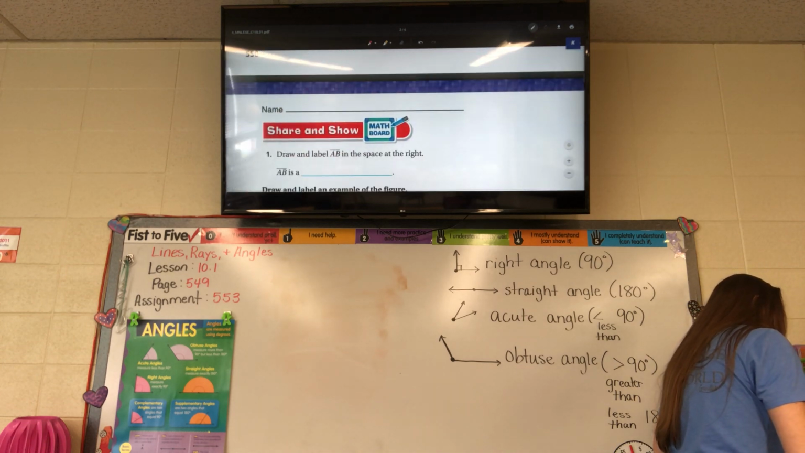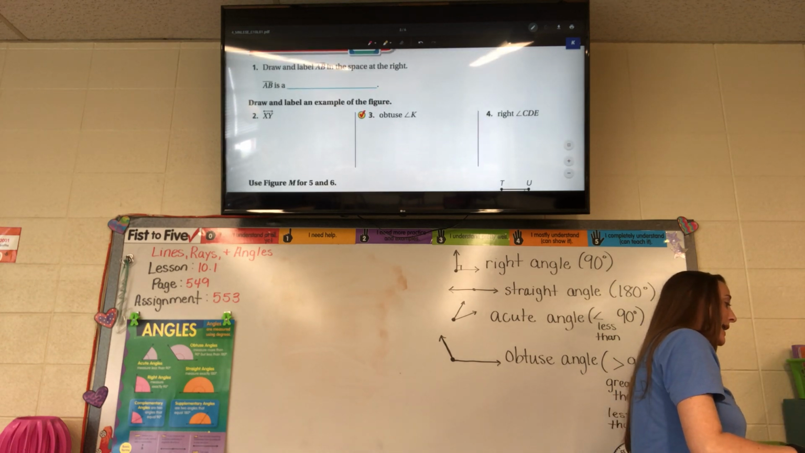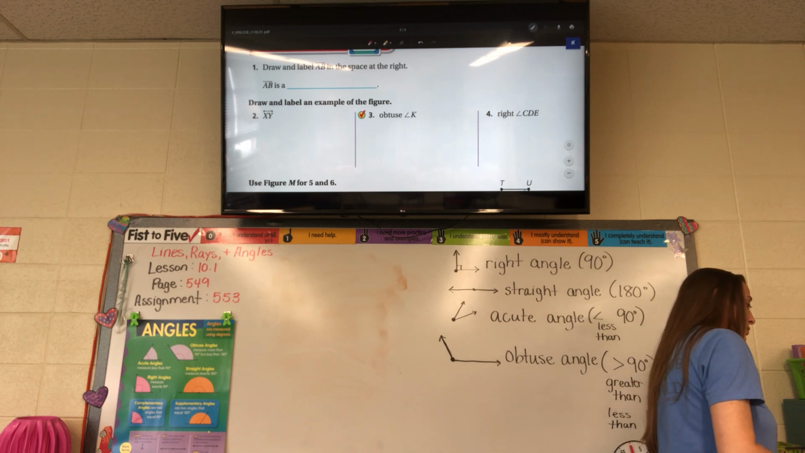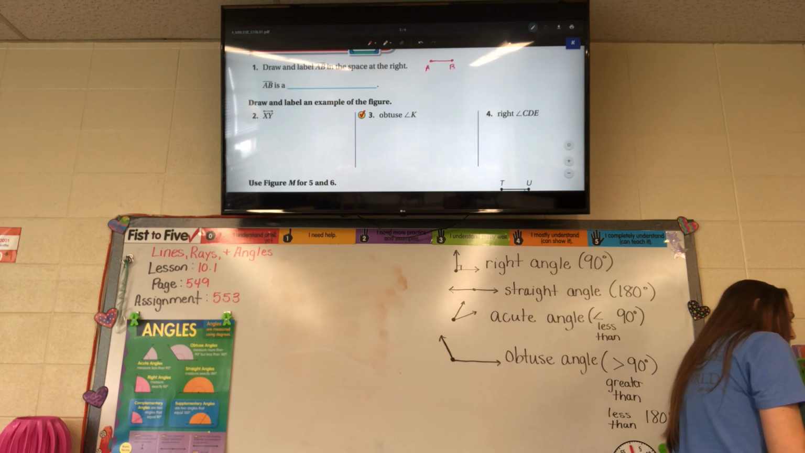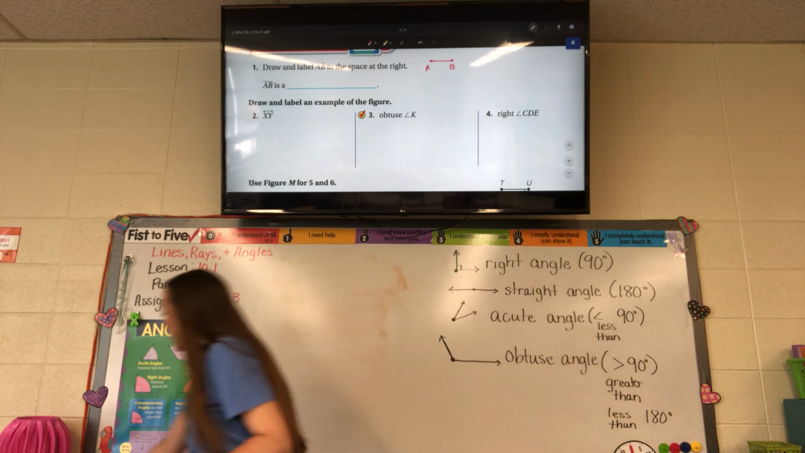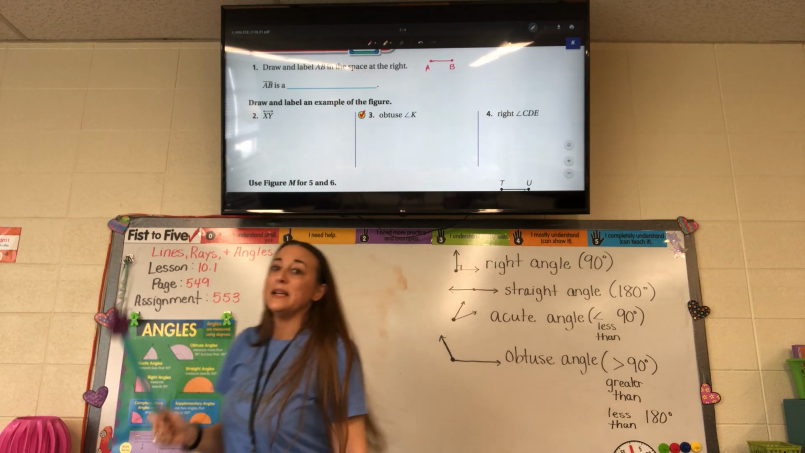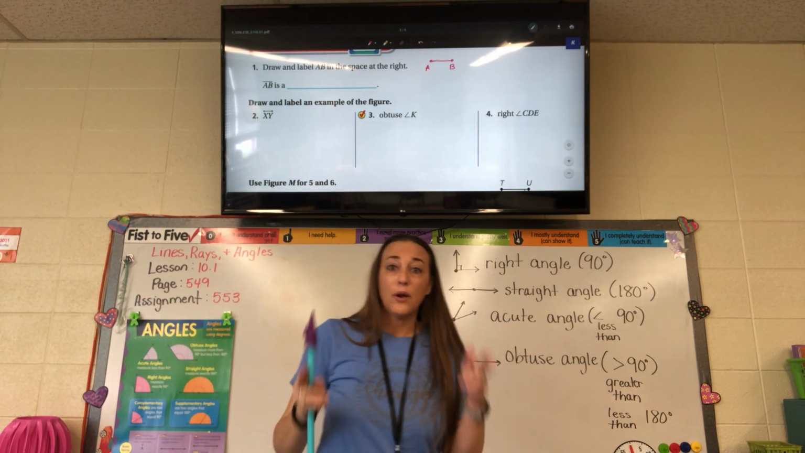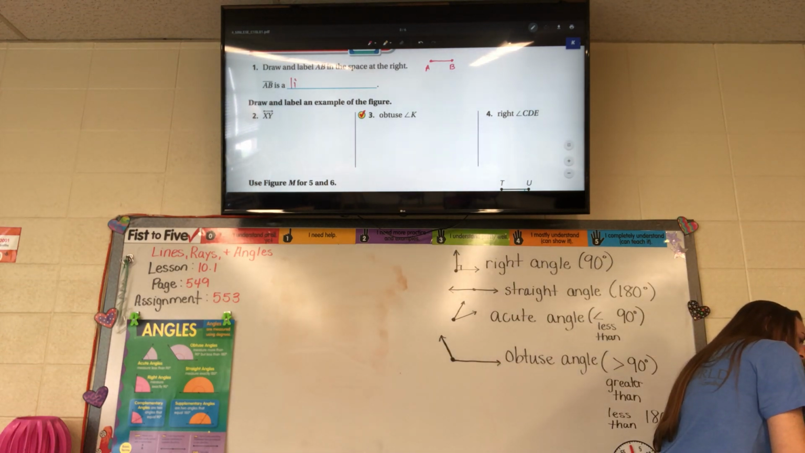Next page wants us to draw and label line segment AB in the space to the right. So we come over here and we draw A, B, and we can tell by how they wrote it right here that it's supposed to be a line segment because there's no arrow on either one of those. So AB is a line segment.